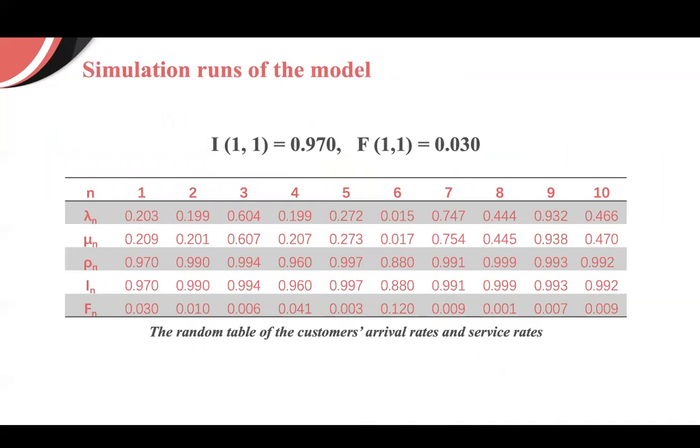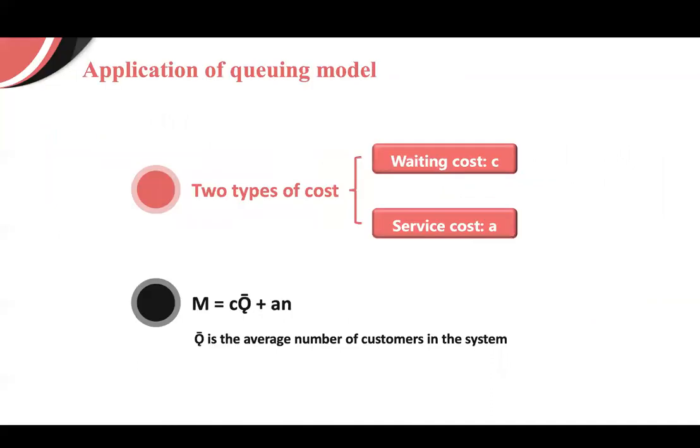First is the application of the queuing model, in order to ensure the optimal design with the minimum total cost. We try to construct a cost structure based on the actual situation. We assume that the system has two types of costs. One is waiting cost, so the waiting cost per customer per unit time of stay in the system is C. And the other is service cost. The cost per service task per unit time is A. And so we can come up with this formula.